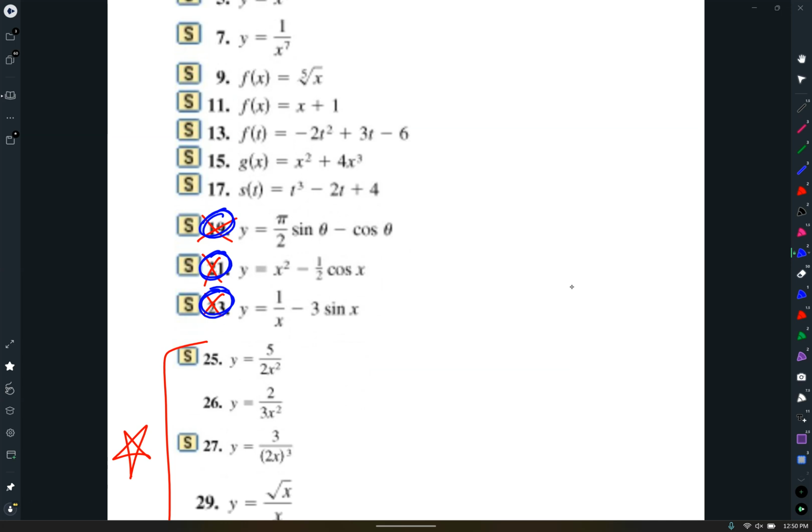That's your x. So on number 19, I'm going to say y prime equals, so pi over 2 is just a constant, right? So just leave the pi over 2 alone, and then the derivative of sine is cosine. If it was a sine theta, then the derivative is cosine theta. Okay, I'm going to bring over the minus sign. Now the derivative of cosine is negative sine. So that's it for number 19.